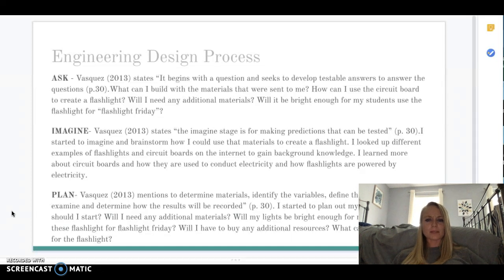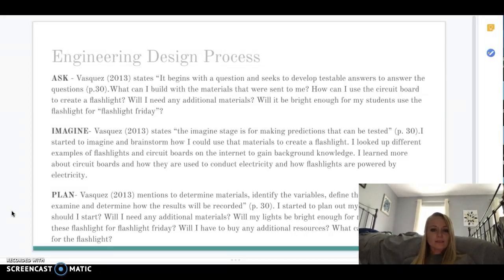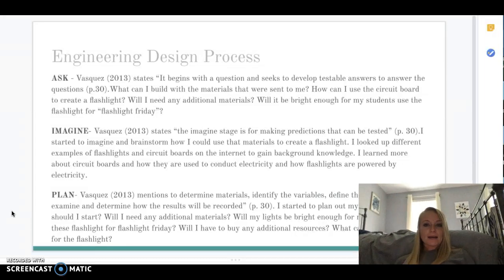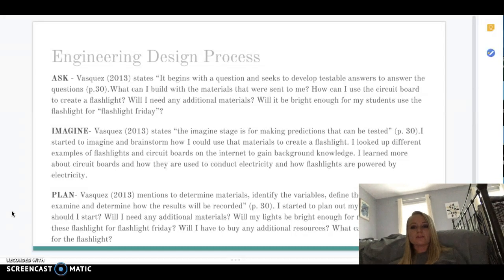And then I went to the planning stage, which Vasquez defines as determining materials, identifying variables, defining conditions to examine, and determine how these results are going to be recorded. I started to plan out my design. I was thinking, where should I start? Am I going to need any additional materials? Will my lights be bright enough for my kids to use these flashlights? Am I going to have to buy any more resources? What can I use as a base for this flashlight?